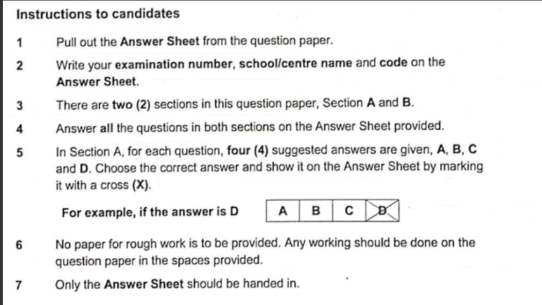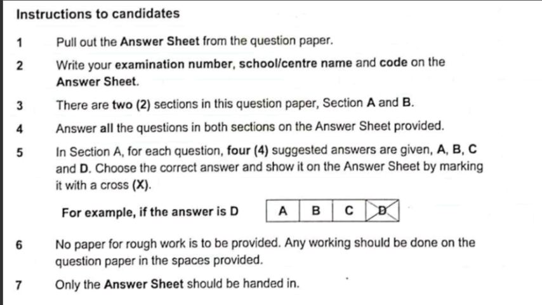Then you also need to write the school center name. So you write the exact name of your school, and the code. I'm sure they will provide you with a code. It's usually a code that contains 4 numbers. So you write that on the answer sheet.